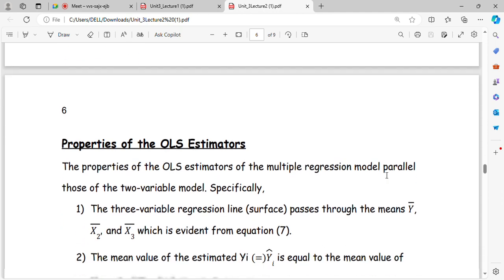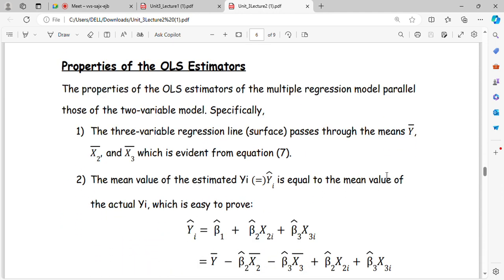Now the properties of OLS estimator are very easy. The properties of the OLS estimator of the multiple linear regression model parallel those of the two variable model, specifically. আমরা আগেও এটা পড়েছিলাম মনে করে দেখো, in case of two variable model that y bar and x bar must pass through, যেখানটা intersect করছে, that must pass through beta 1 and beta 2.